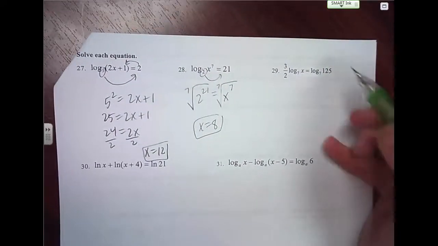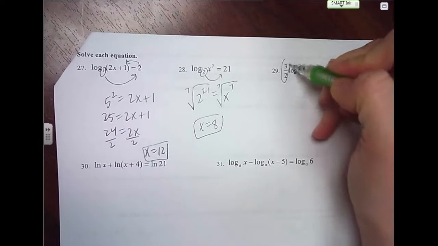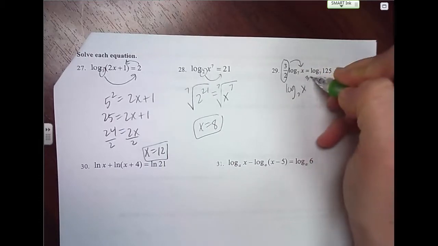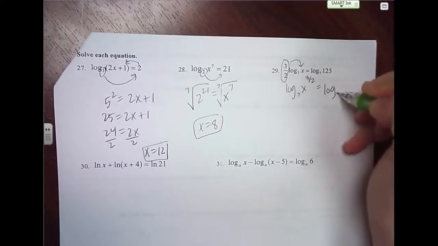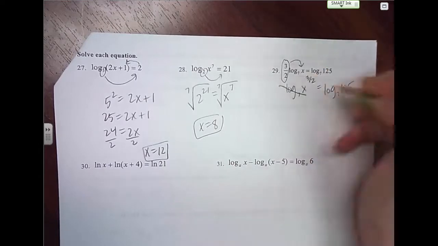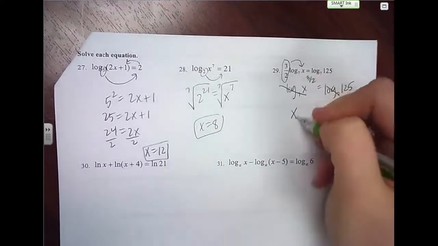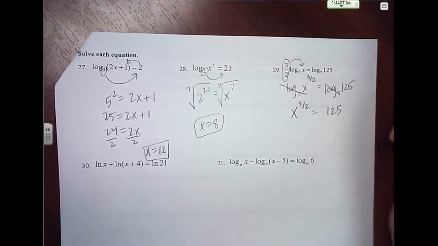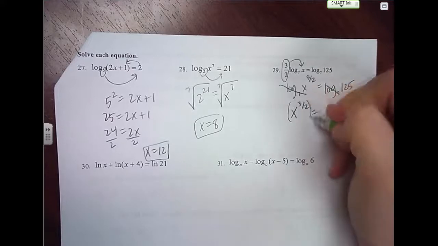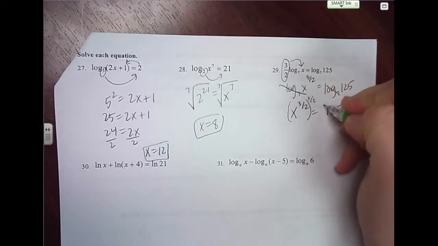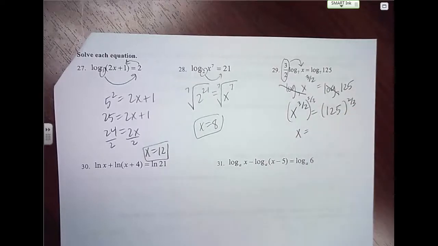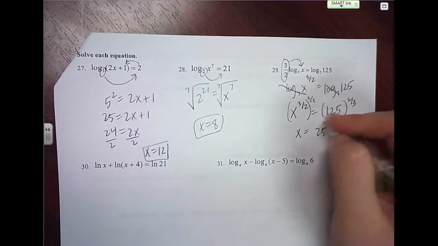29, I have a log on both sides, but I have this number in front. We're going to bring that up as a power first. So log 7 x to the 3 over 2 equals log 7, 125. So cross out the log 7s. X to the 3 over 2 equals 125. So this is like that one on the other page. To get rid of the 3 over 2, we're going to flip it and do 2 over 3. So x equals 125 raised to the 2/3, which is 25.